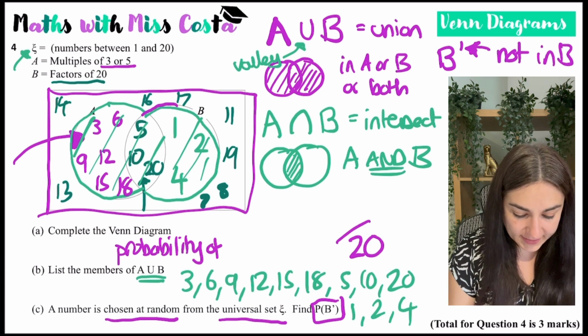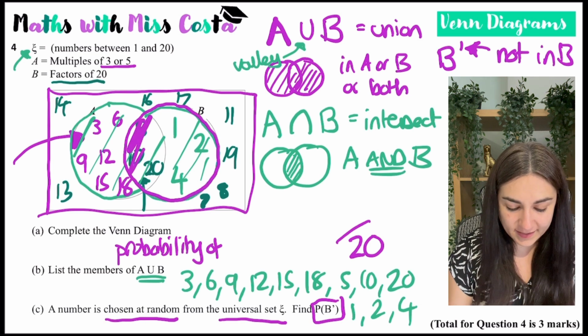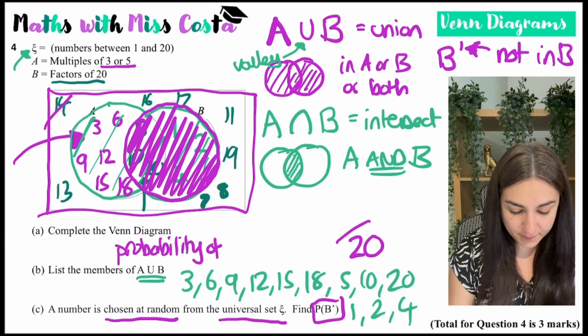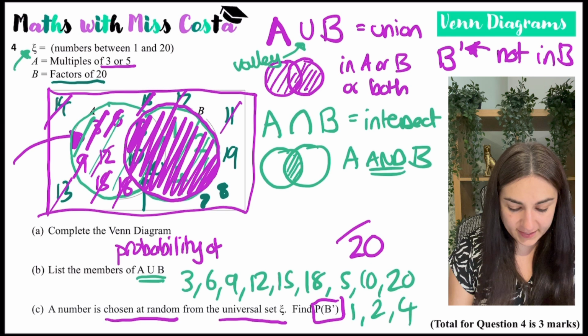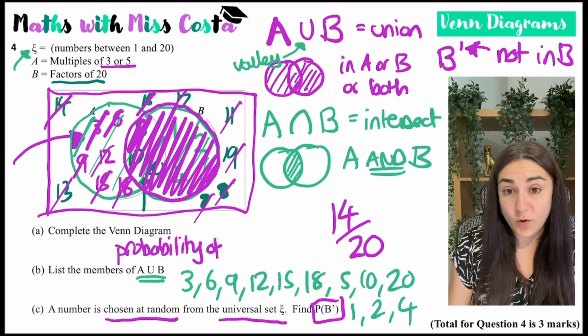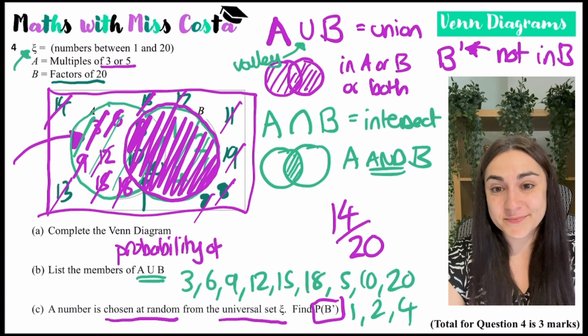So B is over here. So I want the probability that a number is not in B, so I can just cross those out. And then what am I left with? I'm left with 1, 2, 3, 4, 5, 6, 7, 8, 9, 10, 11, 12, 13, 14 numbers. So the probability of a number not being in B is 14 over 20.